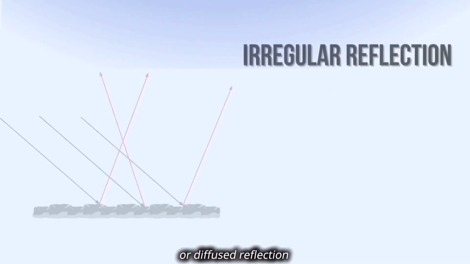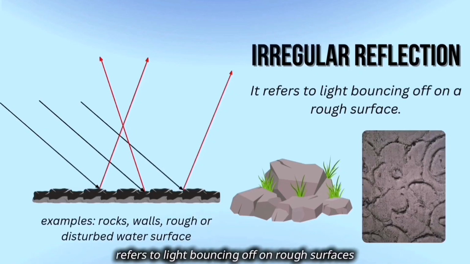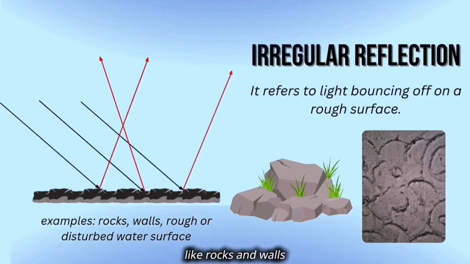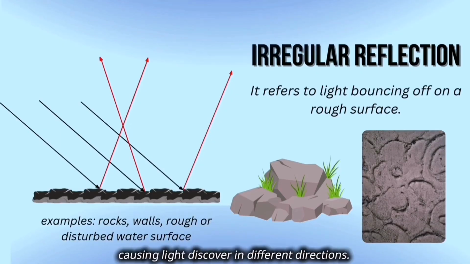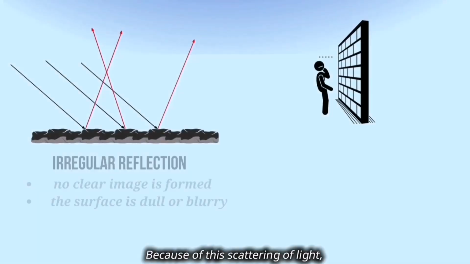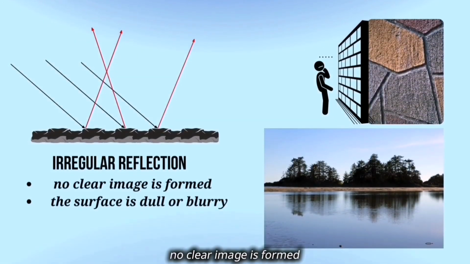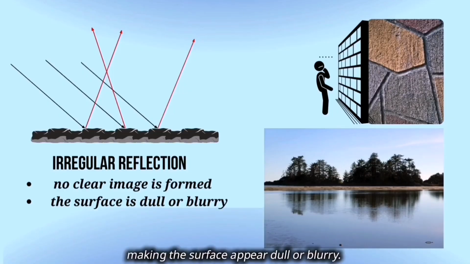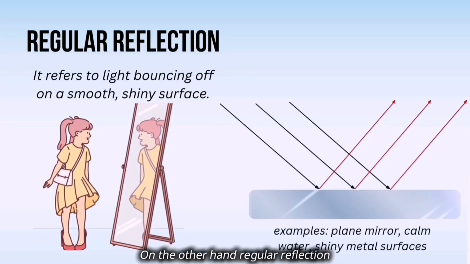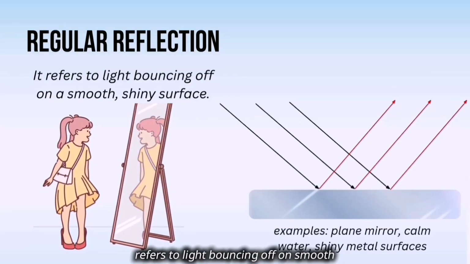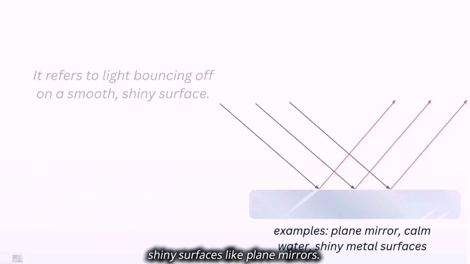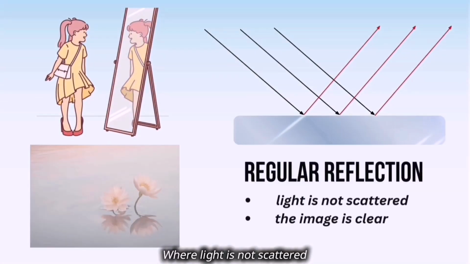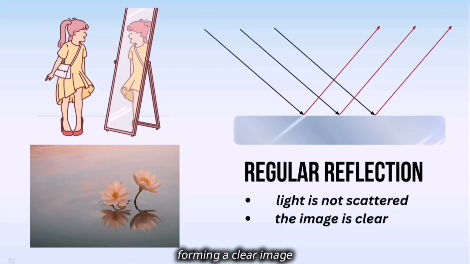Irregular or diffuse reflection refers to light bouncing off on rough surfaces like rocks and walls, causing light to scatter in different directions. Because of this scattering of light, no clear image is formed, making the surface appear dull or blurry. On the other hand, regular reflection refers to light bouncing off on smooth, shiny surfaces like plain mirrors, where light is not scattered, forming a clear image.